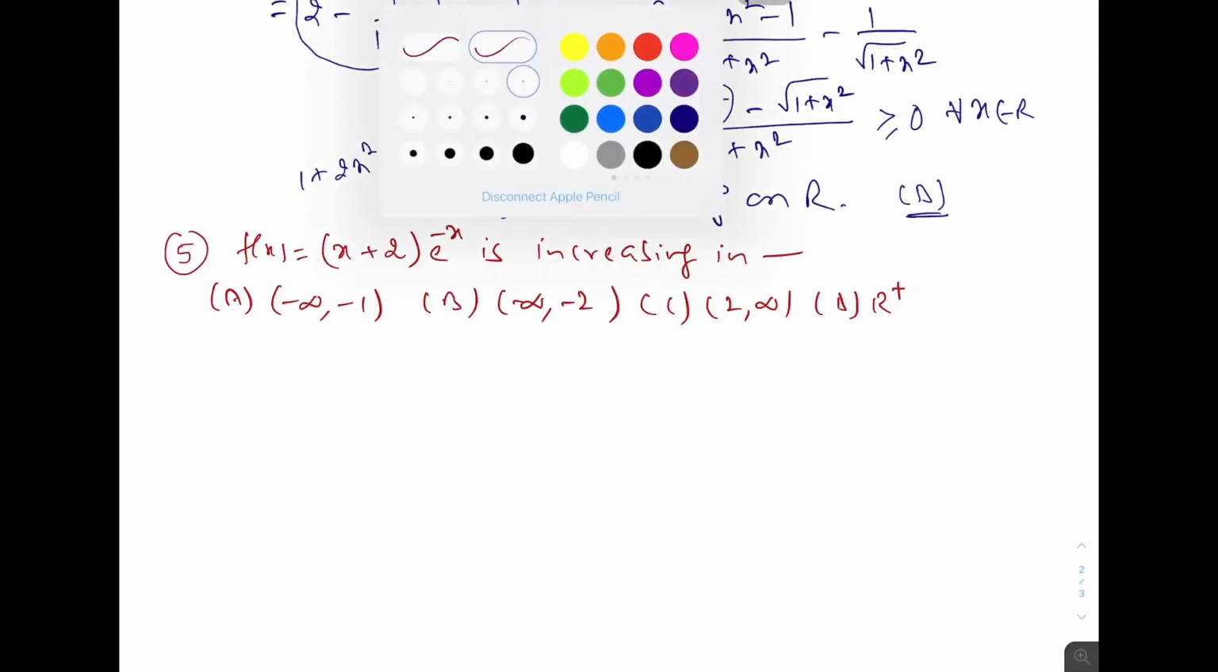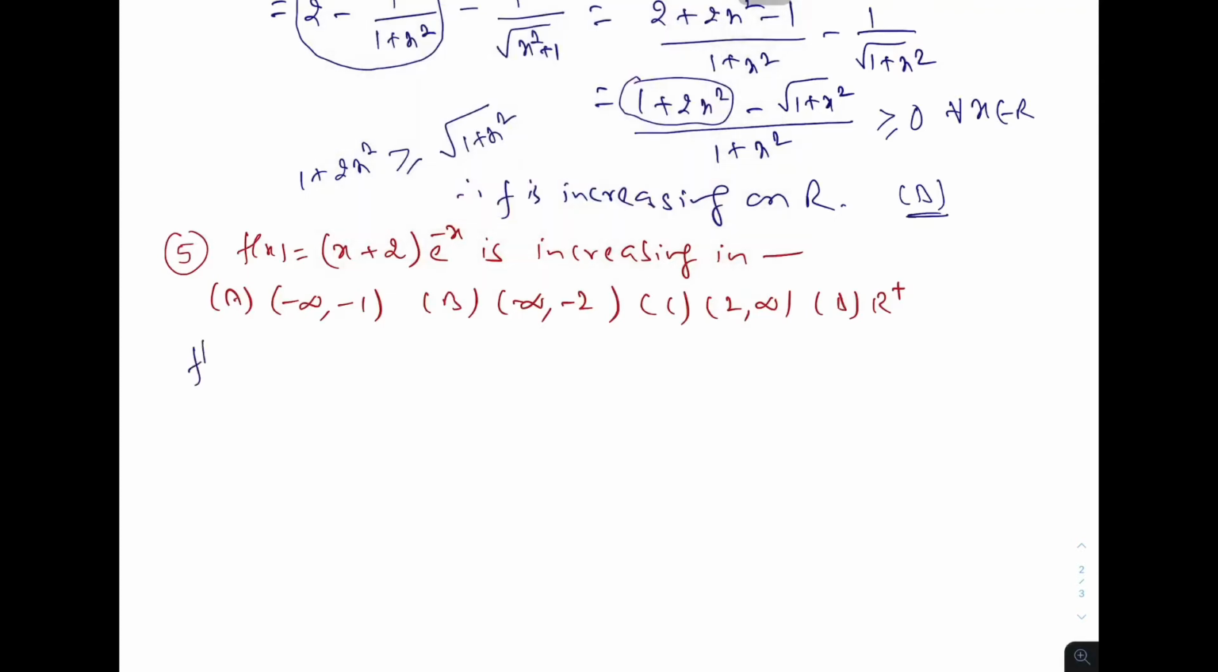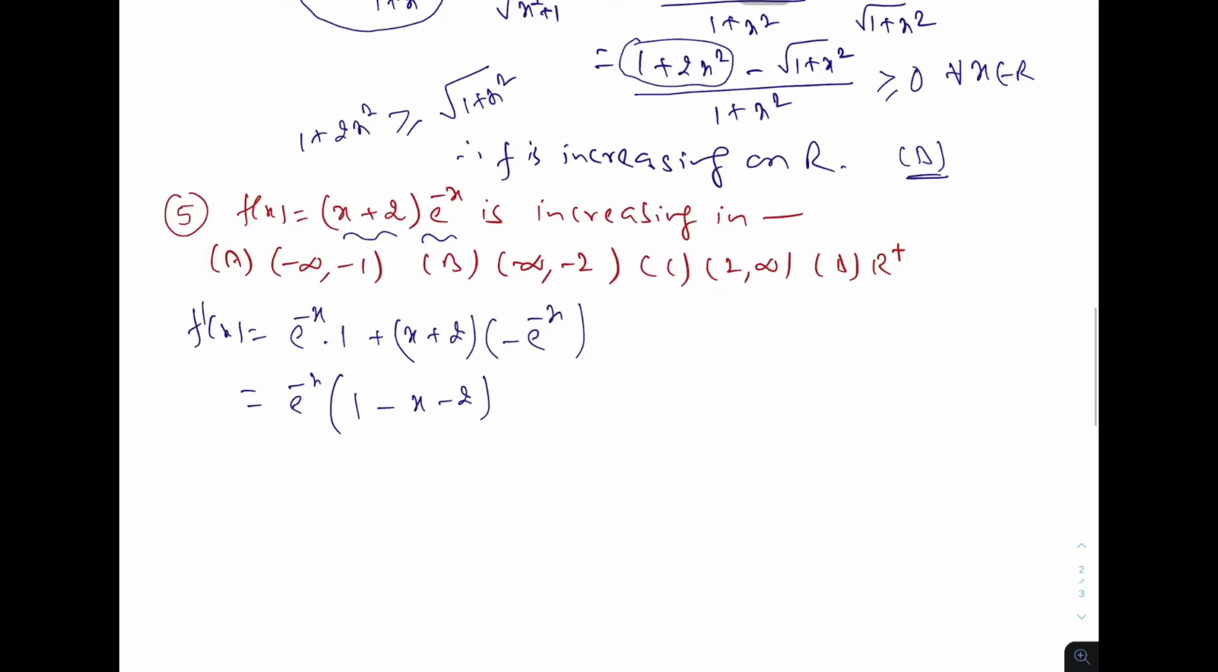Now f dash x, so we need to take the product rule. Let us take the derivative of e power, derivative of x plus 2, and that is 1, and the derivative of e power minus x is minus e power minus x. So e power minus x we can take outside. Here it is 1 minus x minus 2, and so this is nothing but e power minus x times minus x minus 1, or you can say minus 1 upon e power x times x plus 1.